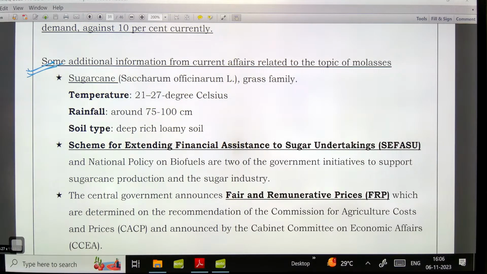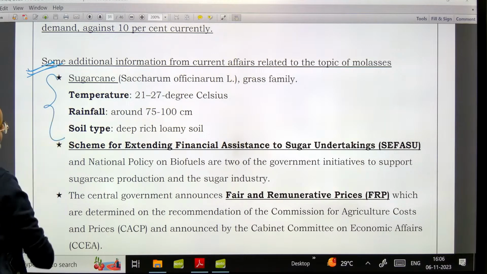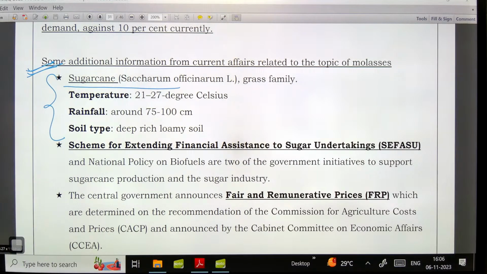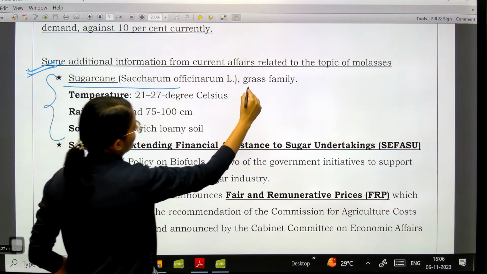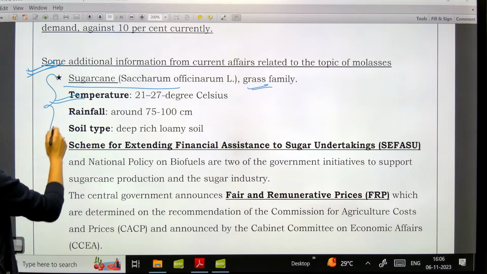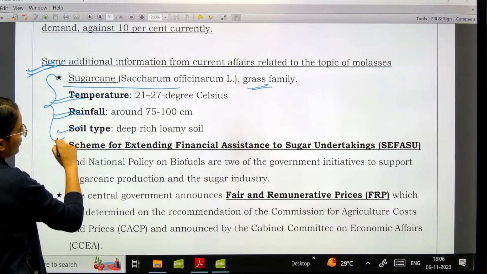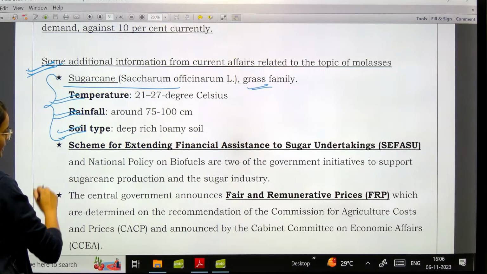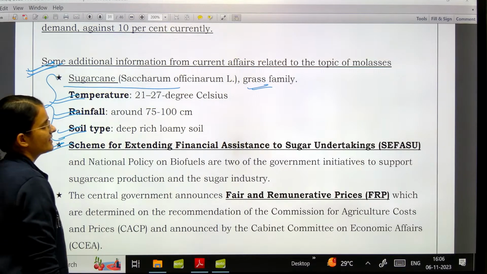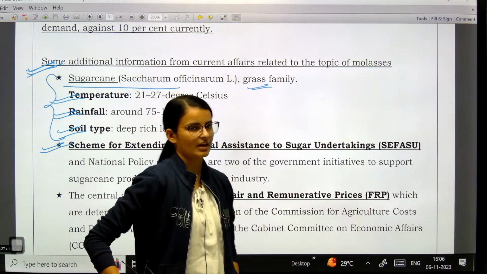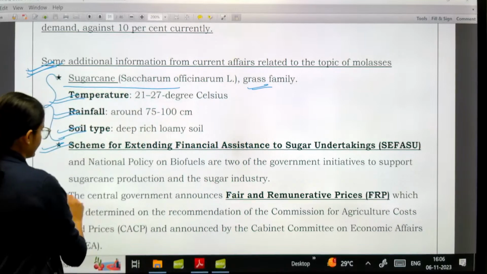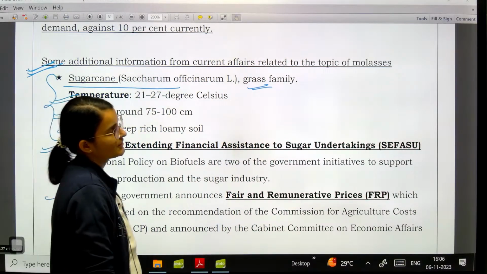Okay, so some details about sugarcane, a revision for static. The scientific name is Saccharum officinarum L. This is from the grass family. You have to remember the family. Okay. Temperature is 21 to 27 degrees Celsius. Rainfall is 75 to 100, and soil is deep rich loamy soil. So for sugarcane production, a scheme for extending financial assistance to sugar undertakings, SEFASU, was introduced by the government earlier. Okay, and the other, that is the fair and remunerative price for sugarcane.